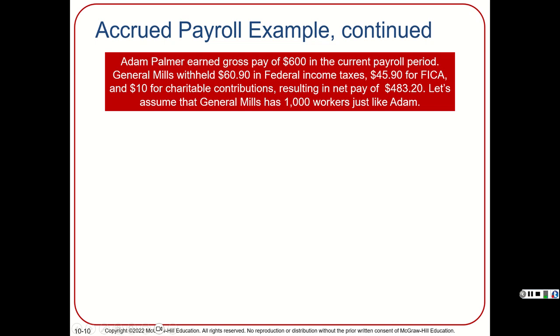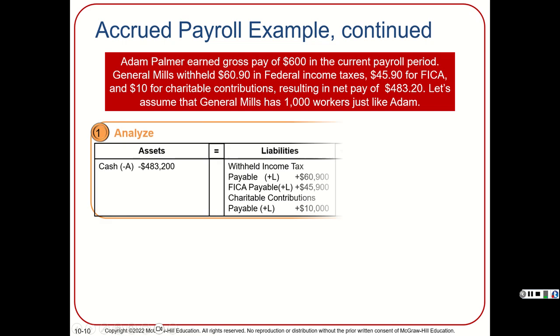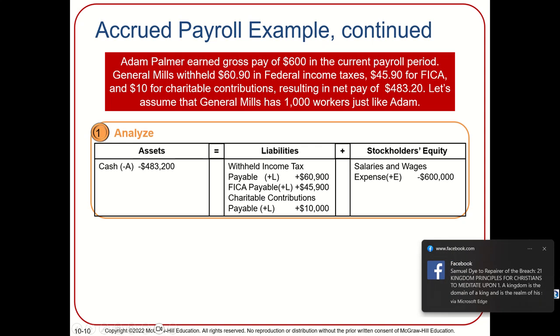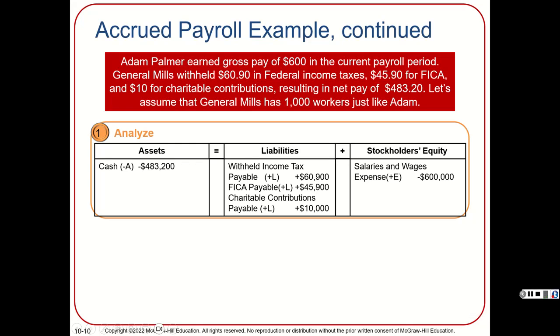So let's assume General Mills has 1,000 workers just like Adam. So this is going to involve a little bit of multiplication. Because there's 1,000 workers that are getting paid exactly the same way, exactly the same deductions, you're just going to multiply the numbers by 1,000. So the cash coming out of the bank is $483,200. Each of your liabilities goes in their particular liability account multiplied by 1,000. And then your salaries and wages expense is your wages of 600 times 1,000.